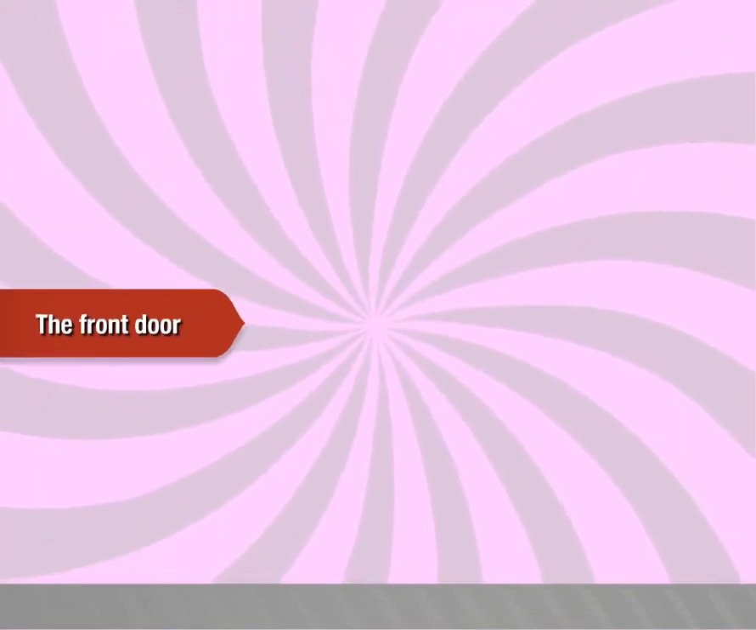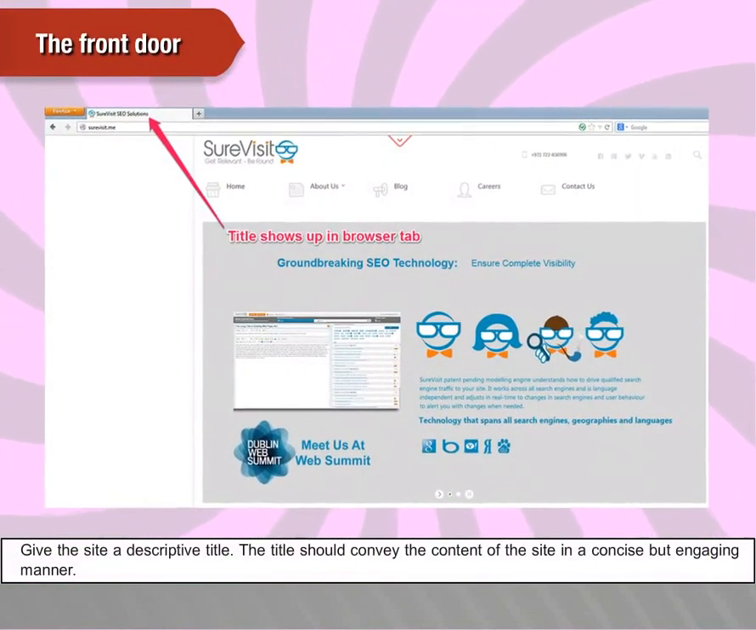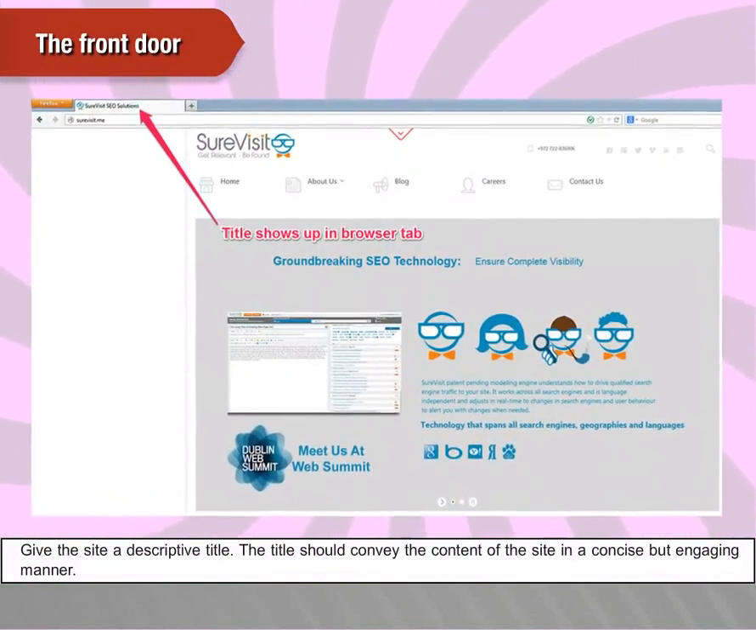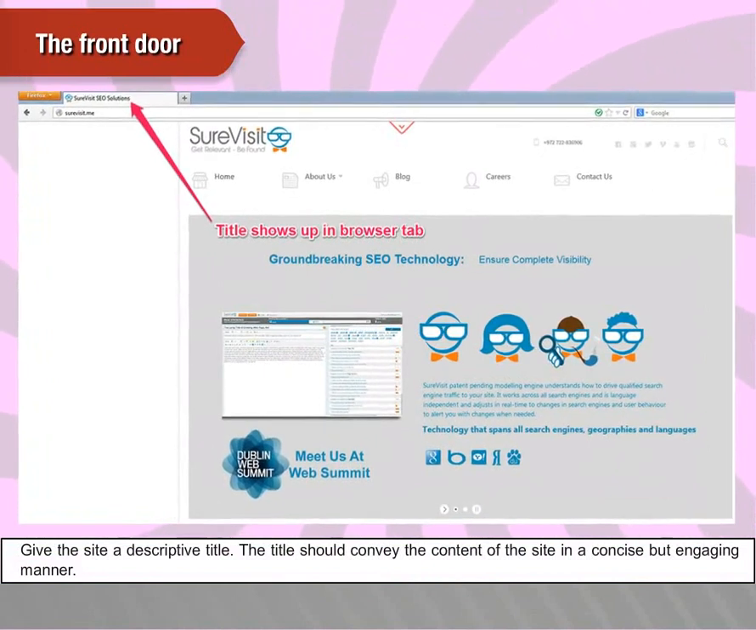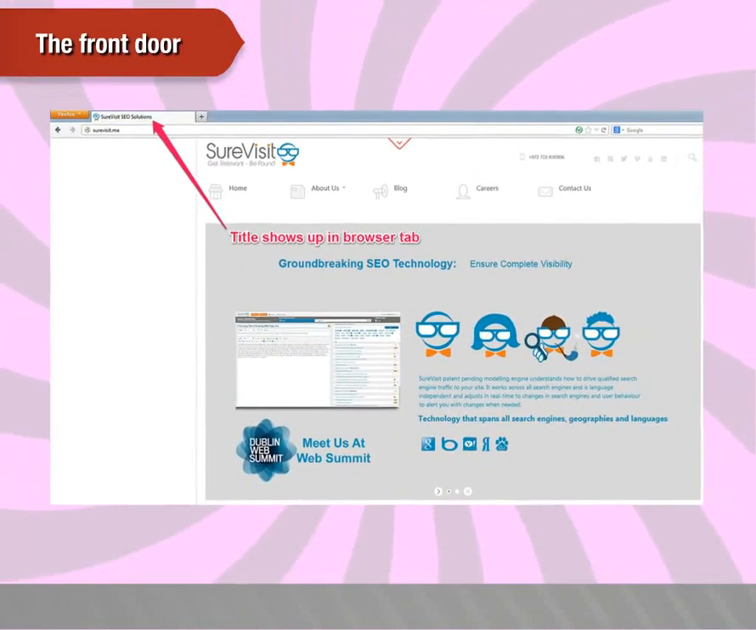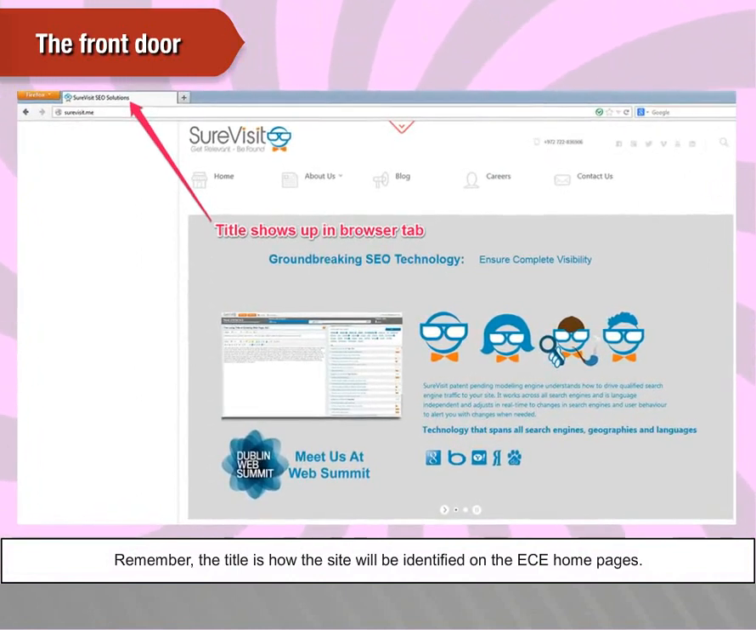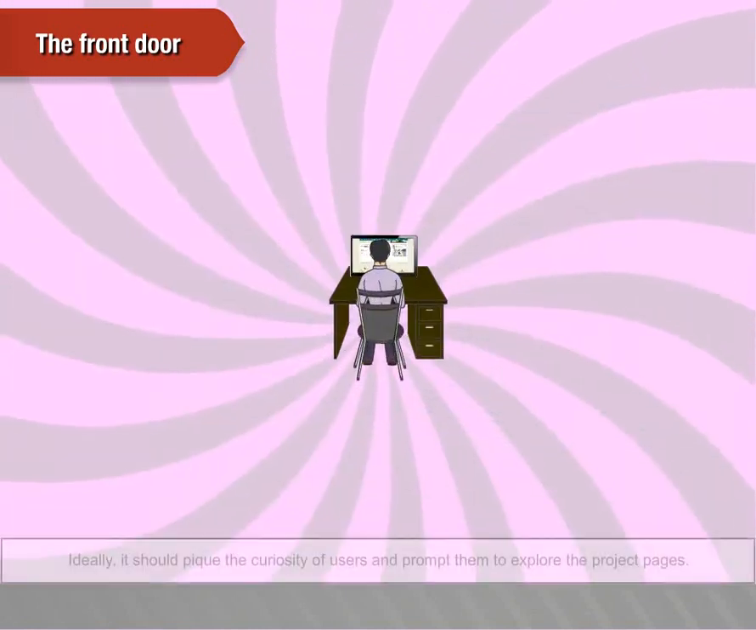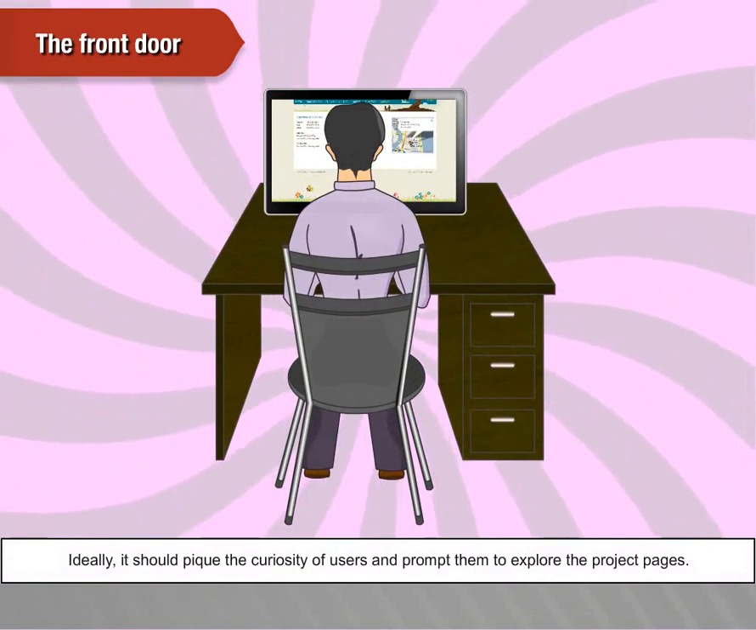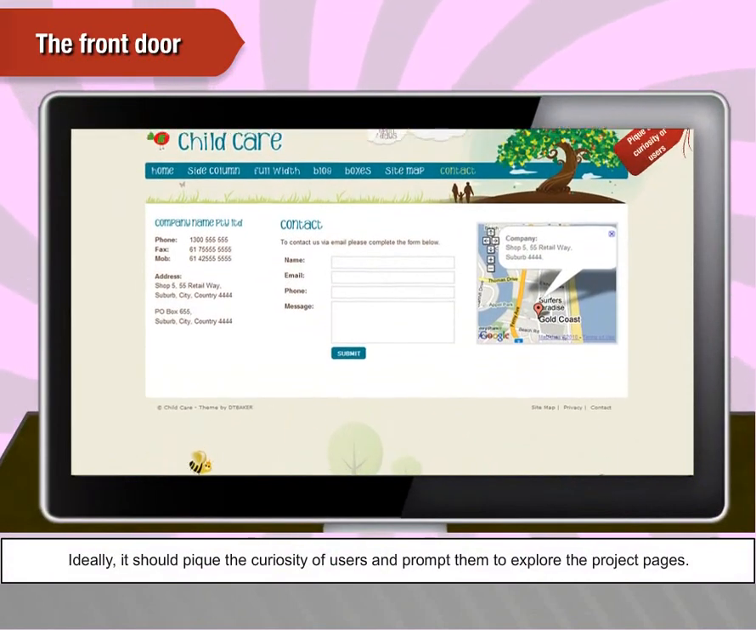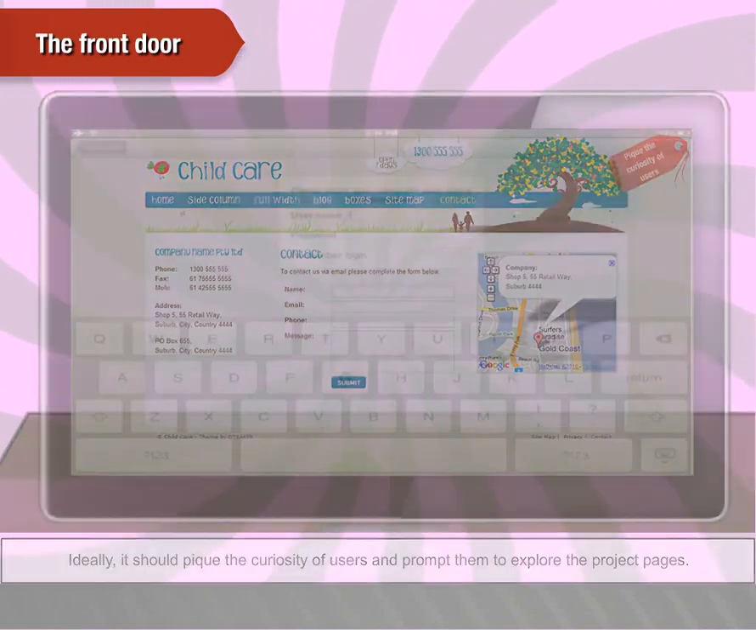The front door. Give the site a descriptive title. The title should convey the content of the site in a concise but engaging manner. Remember, the title is how the site will be identified on the ECE home pages. Ideally, it should pique the curiosity of users and prompt them to explore the project pages.